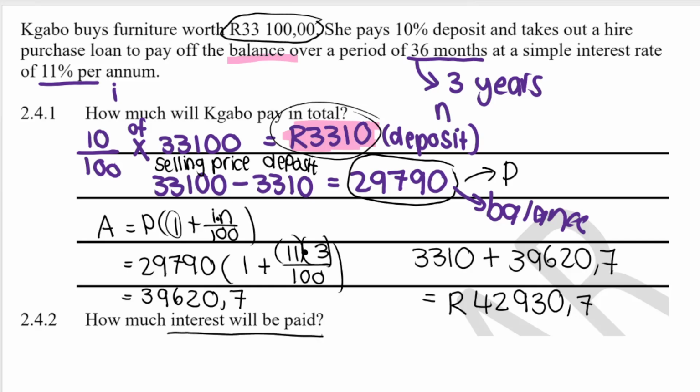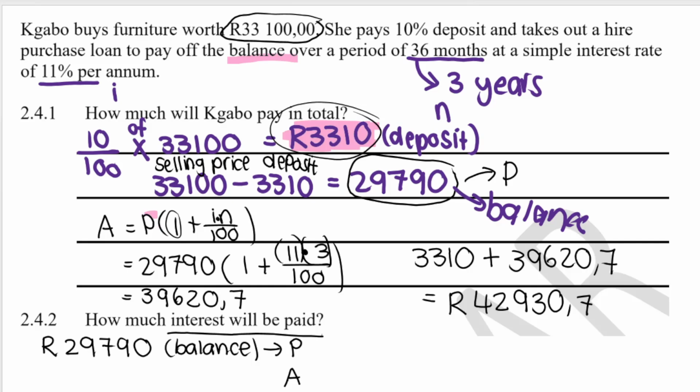Now remember, after we took away the deposit, we were left with 29,790 Rand that had to be paid back. So after we removed the deposit, this was the balance. That was my starting amount. That's why we call it P. When I put that into the formula and I worked out if I had to add interest onto that amount, so if I have to include interest, I got the final amount, which is called A.